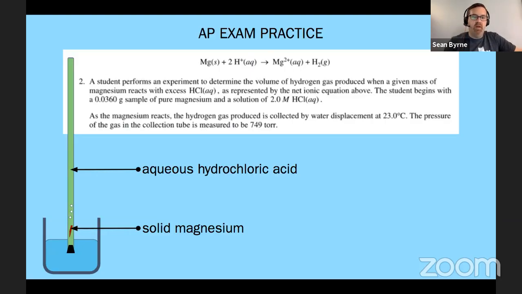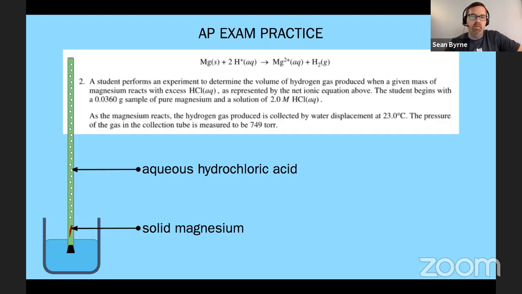I saw one experiment where the teacher had put some food coloring in the hydrochloric acid. So the hydrochloric acid was green, the water was clear, and you could watch the green hydrochloric acid come down until it meets up with the solid magnesium. There's multiple different ways that you can do this, but what we do know is that as gas is produced, because it is less dense than the aqueous solution in there, the bubbles are going to float to the top like so.